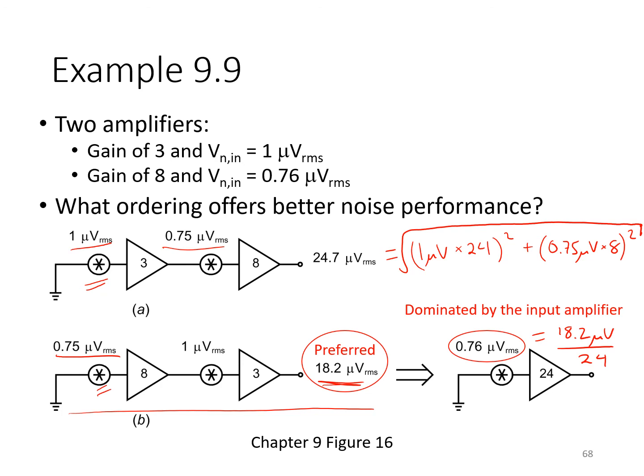And that's because the second stage's noise, when it's input referred to the front of the cascade, gets divided by the gain of the first amplifier stage. This also illustrates common intuition, which is that the noise of the first amplifier stage is the most critical one. All subsequent amplifier stages' noise will be attenuated by the gain of the first stage.